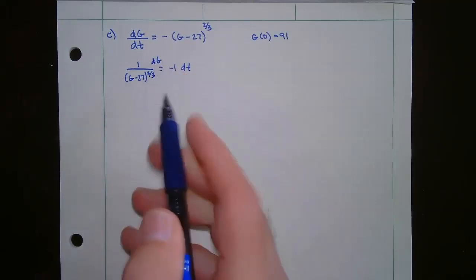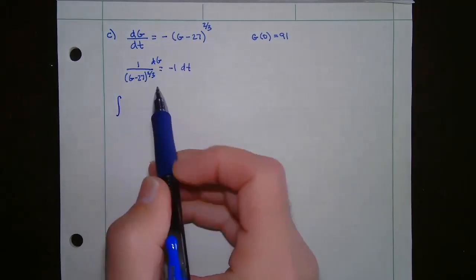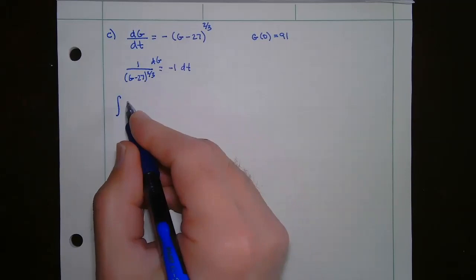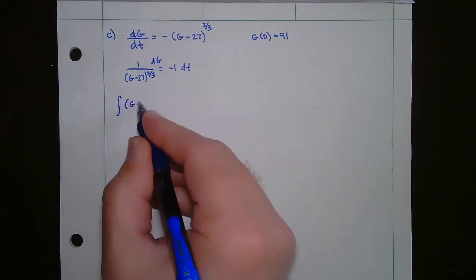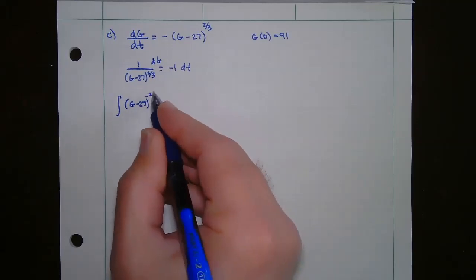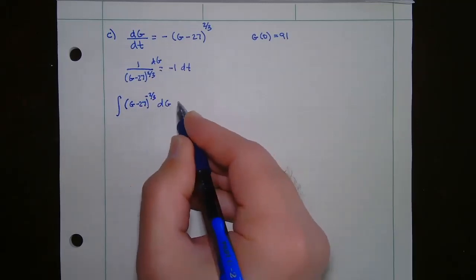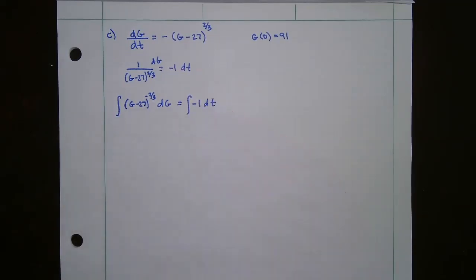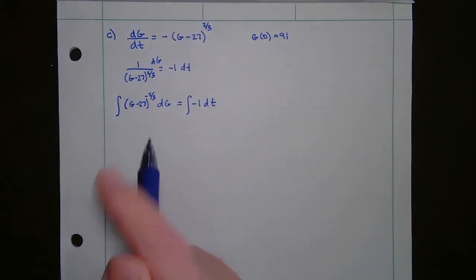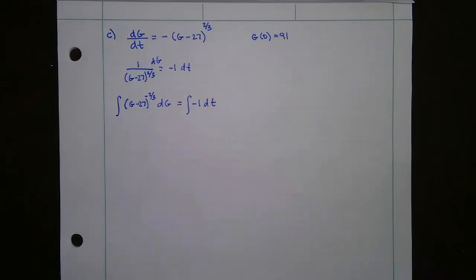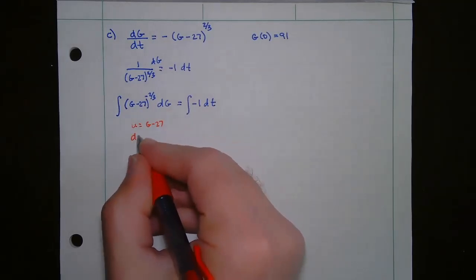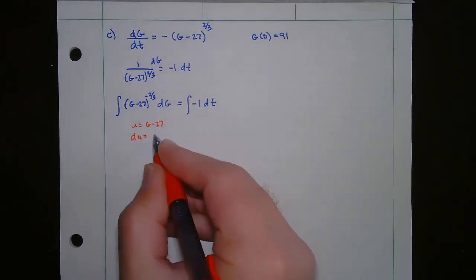Okay. So then we're going to integrate both sides. And this one I'm going to rewrite as g minus 27 to the -2/3 dg is equal to the integral of -1 dt. Now, I'm going to let u equal g minus 27, then du would simply be dg.